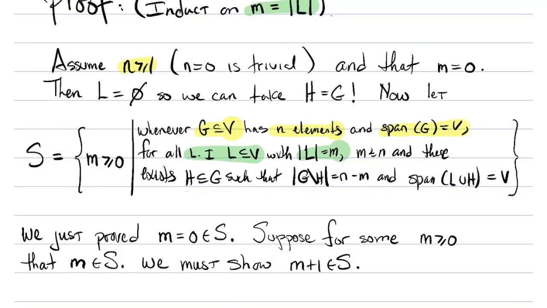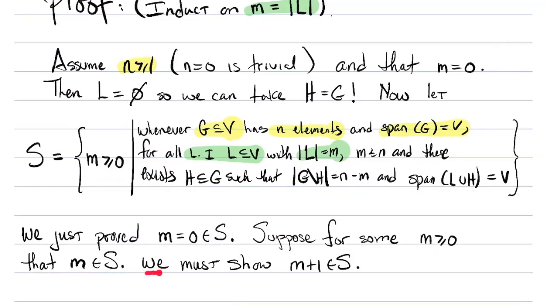There's a subset H of G such that the complement G minus H has n minus m elements, and the span of L union H is still V. So S is the set of natural numbers for which that's true. And what we did up here in our base case is we showed that 0 is in S. So S has an element in it. That's our base case. 0's in there. So now the induction hypothesis. Suppose for some m that's at least 0 that it belongs to this set S.